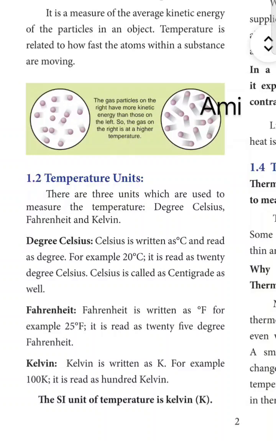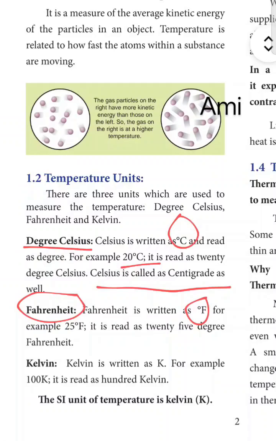Now coming to the units of temperature: degree Celsius. Celsius is denoted as degree capital C. For example, 20 degrees Celsius is read as 20 degrees Celsius. It is also called centigrade. Now Fahrenheit is degree Fahrenheit. Next, Kelvin. All these are the units or measurements for temperature, out of which the standard SI unit is Kelvin.